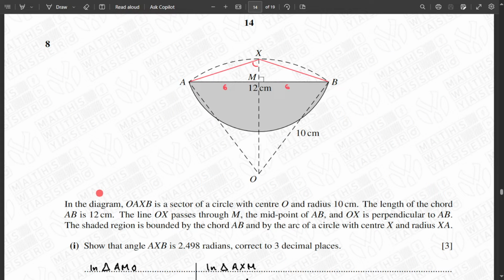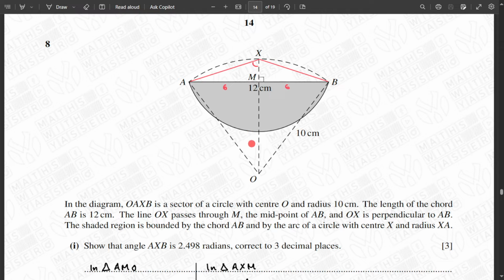Question number 8. In the diagram, OAXB is a sector of a circle with center O and radius 10. The length of the chord AB is 12. The line OX passes through M, the midpoint of AB, and OX is perpendicular to AB. The shaded region is bounded by the chord AB and by the arc of a circle with center X and radius XA. We need to show that the angle AXB, this whole angle AXB, is 2.498 radians corrected to 3 decimal places.